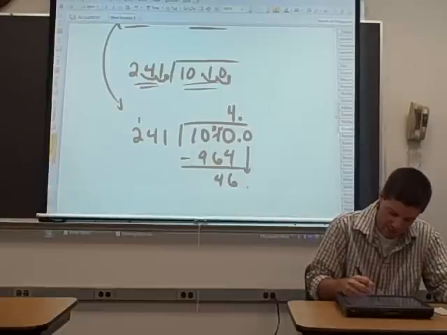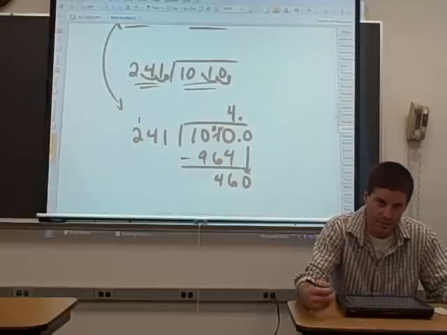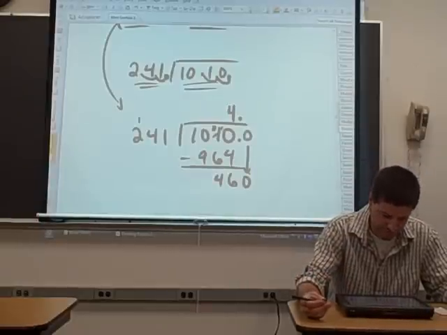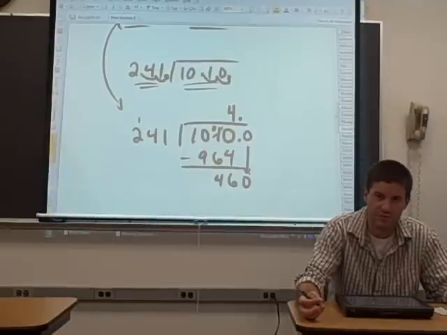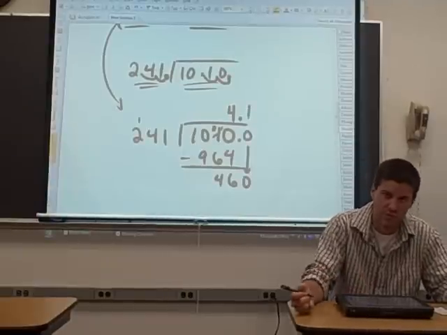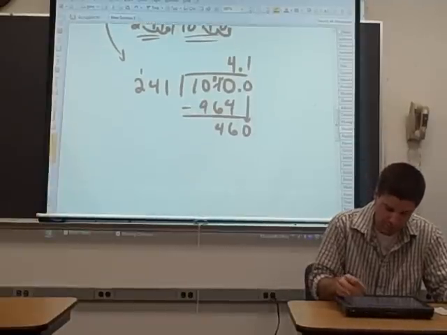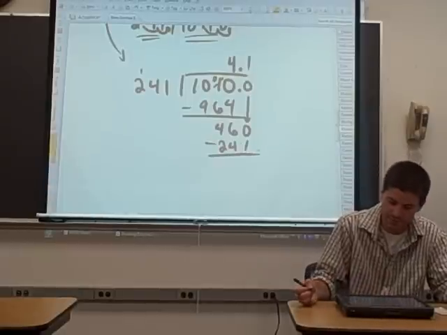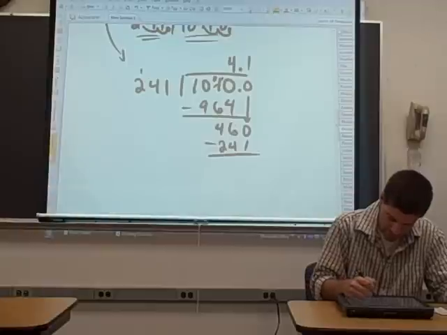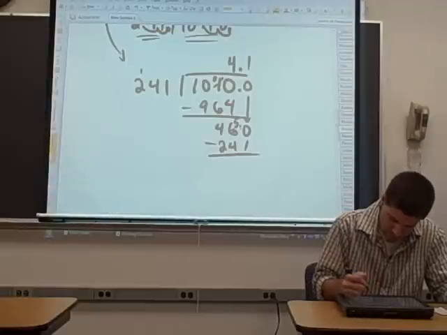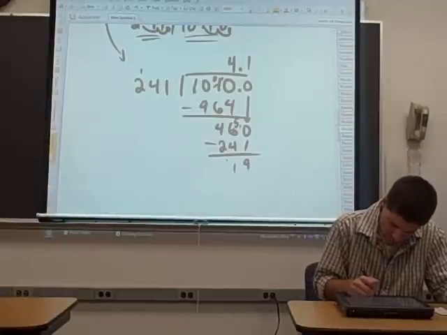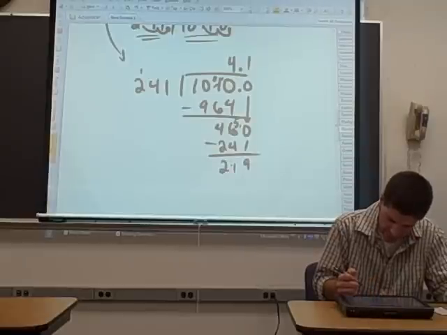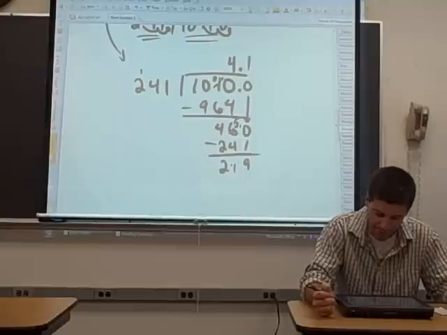Now, we added a 0 there so we can bring it down, and we can continue to divide like we normally would. So how many times does 241 go into 460? I think the answer should be 1. Multiply the 1 by the 241. That's just 241. Subtract. And hopefully, if I'm subtracting correctly, the answer is 219.